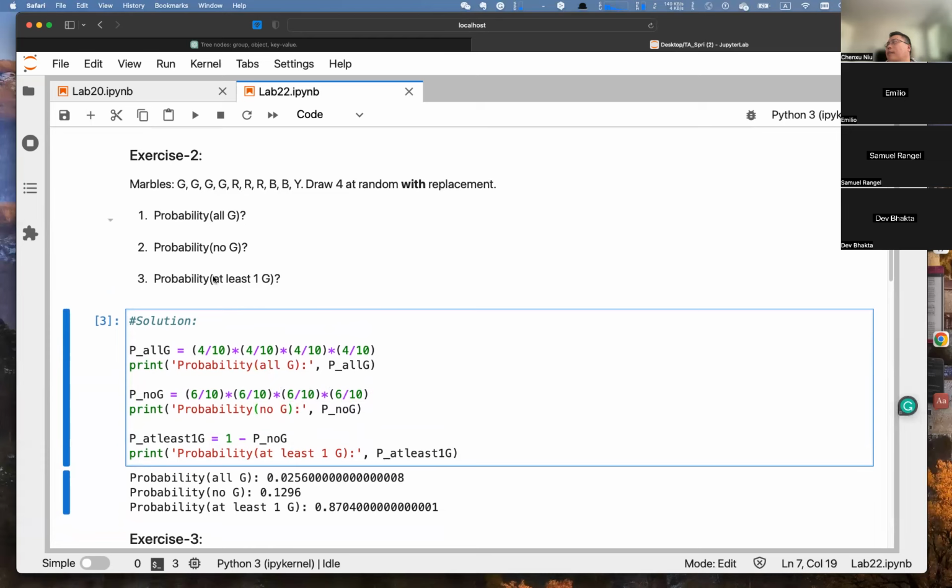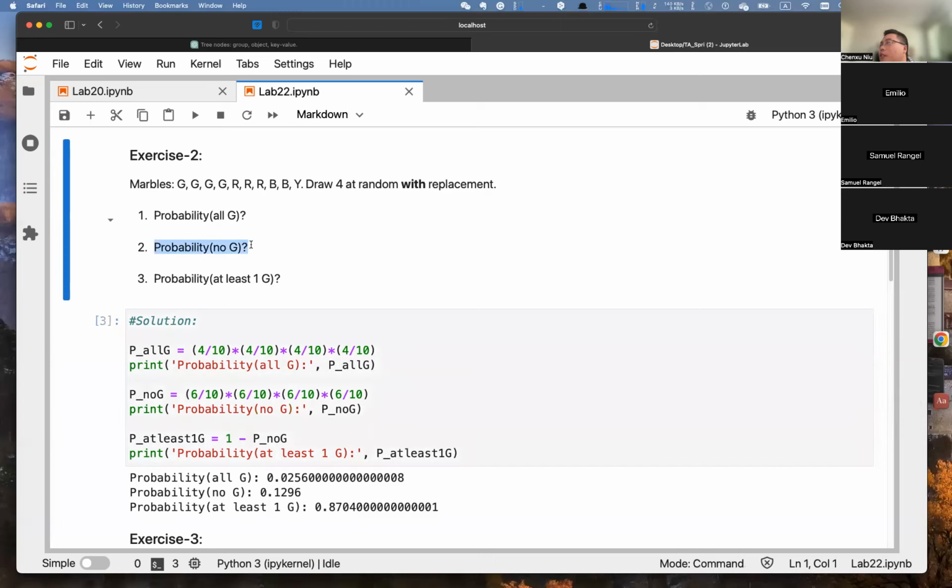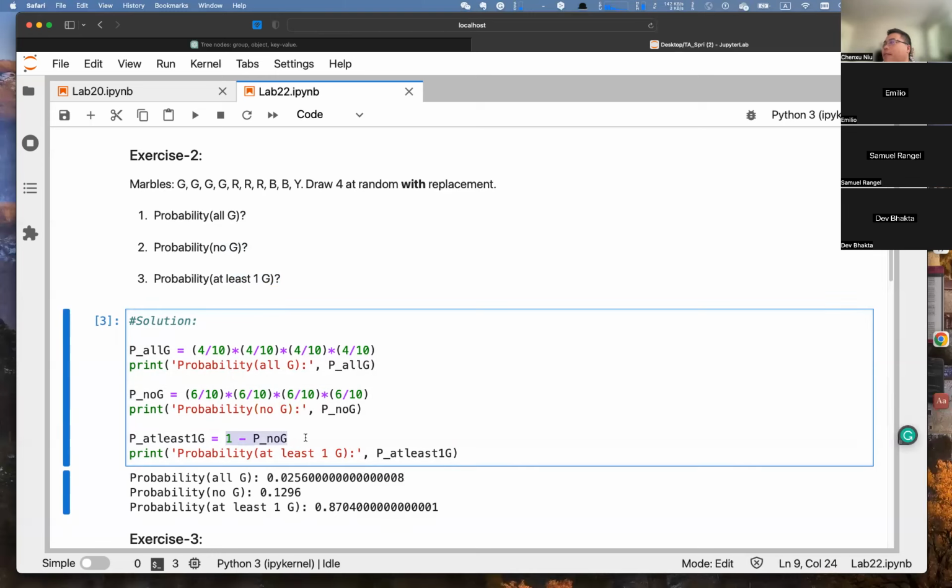And the last one, probability of at least one G. It's a complicated situation, right? It's at least one G. It means you can have 1 G, 2 G's, 3 G's, and 4 G's. So we need to consider the opposite situation. It means no G's, right? So if we can compute the probability of no G, we will know the probability of at least one G. We can use 1 minus it.